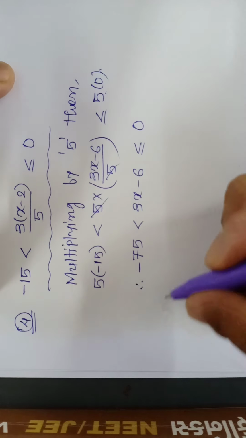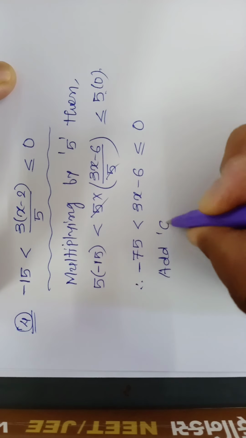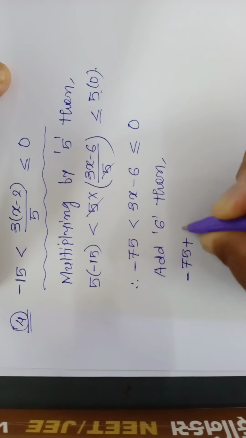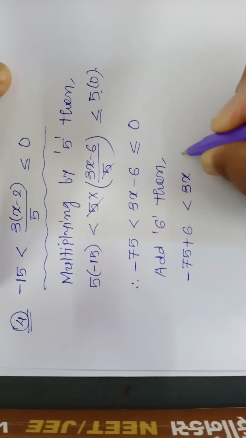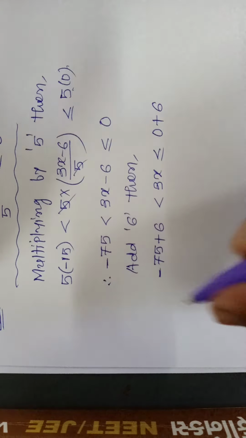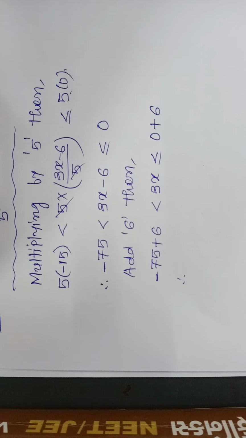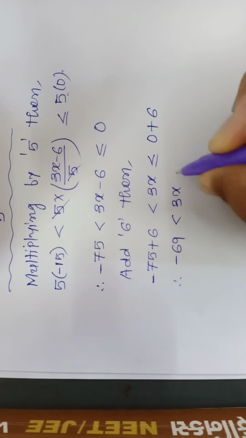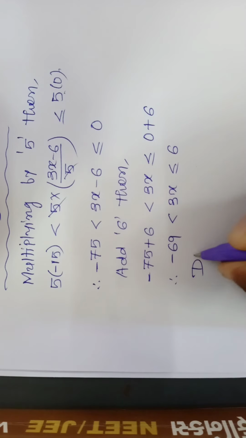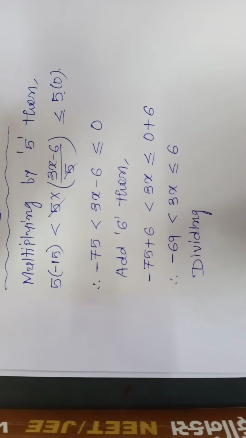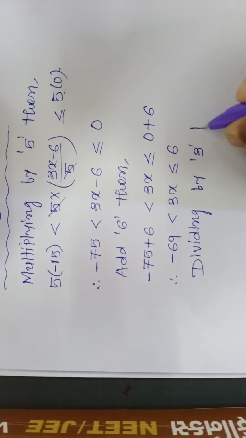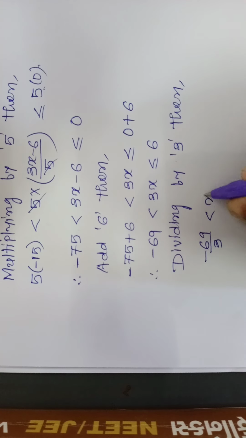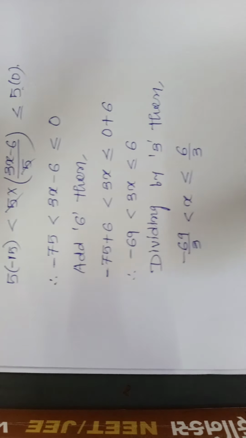Now it is very easy. Add 6. Then what happens? Then it is minus 75 plus 6 less than 3x. Here also 0 plus 6 will be added. What is minus 75 plus 6? I hope you know that is minus 69 less than 3x is less than or equal to 6. Now dividing by 3, right? 3 is a positive number, so when we divide by positive 3, then minus 69 by 3 less than x less than or equal to 6 by 3.